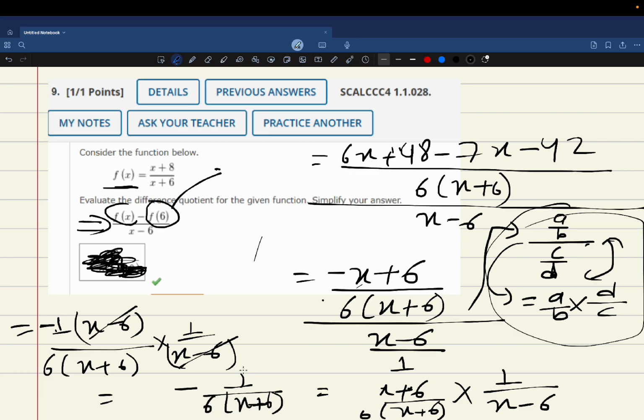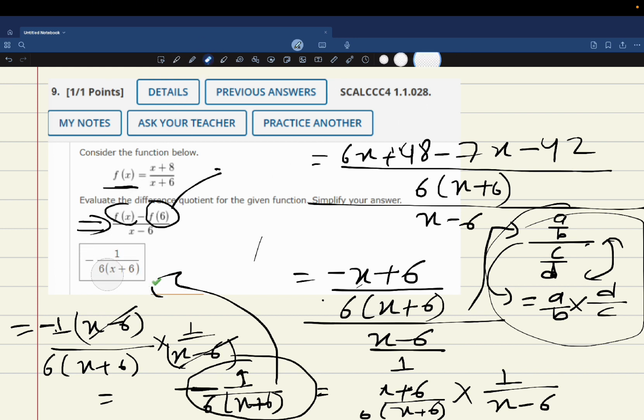So now there is no further way to reduce it into a simpler form. So you can simply add this value, which is minus 1 over 6 multiplied by x plus 6, in this box, and then it will work. Okay, so I will also reveal the answer, which is minus 1 over 6 times x plus 6. Okay, so if you have any question, you can always comment down below. I'll move to question number 10.